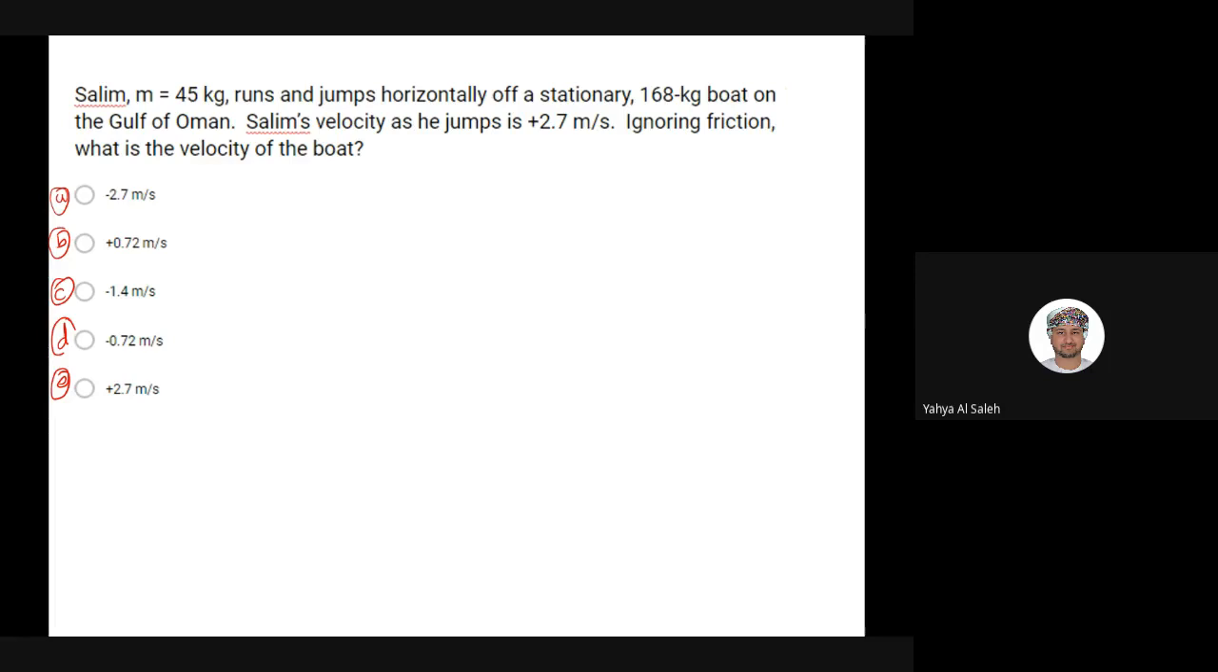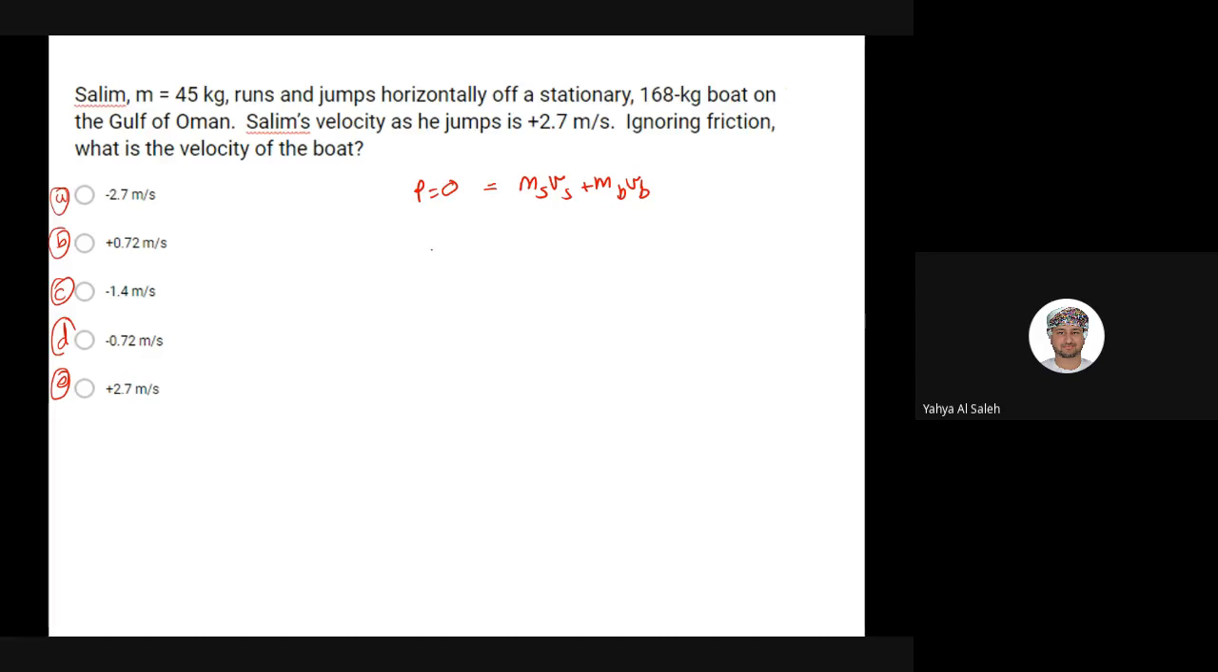Okay, so we have a bunch of B's and a bunch of D's. Okay. Most people are doing it correctly. So initially, my momentum is equal to 0 since nothing is moving. Now, Salem jumps, so m Salem times velocity Salem, plus m boat times velocity boat, and it still needs to be equal to 0.